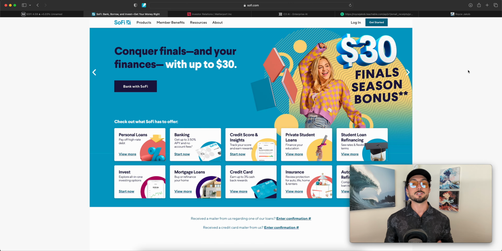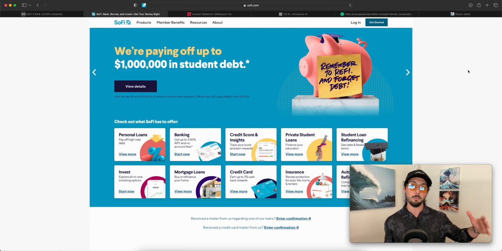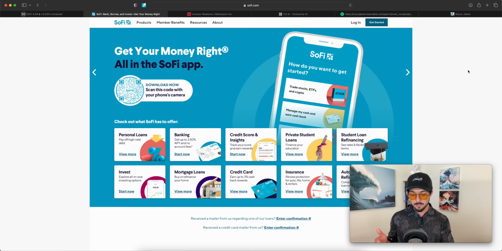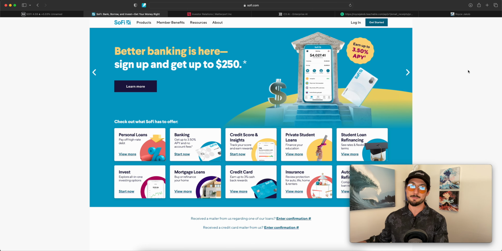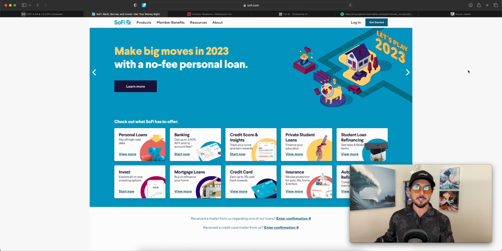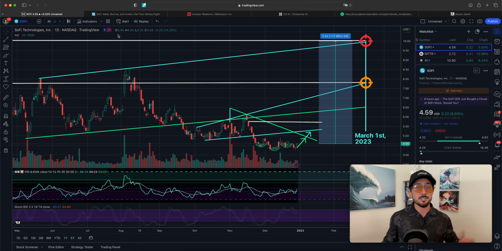And the way I've always described SoFi is banking 2.0. SoFi is banking of the future. SoFi is almost the middle ground between the traditional banking system, the legacy financial system, and what crypto is aspiring to be. So it's almost like web 2.5, if you want to say that. So that's SoFi. SoFi is doing ridiculous numbers.